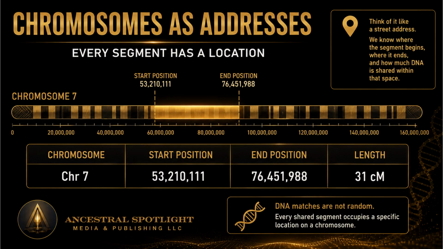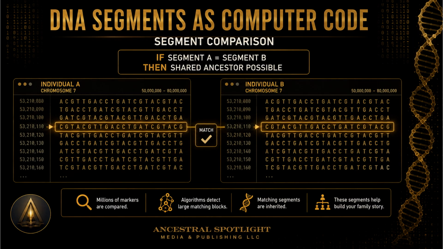DNA matches are not random. Every shared segment occupies a specific location on a chromosome. Think of it like a street address. We know where the segment begins, where it ends, and how much DNA is shared within that space. This is essentially what DNA matching software does.